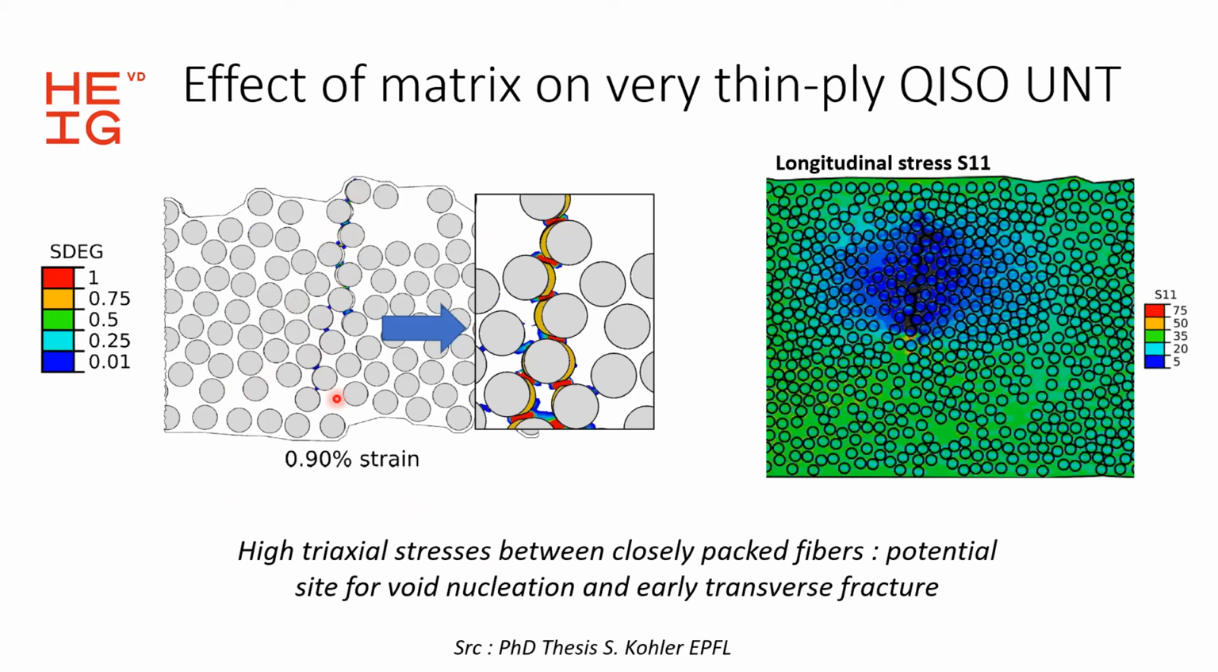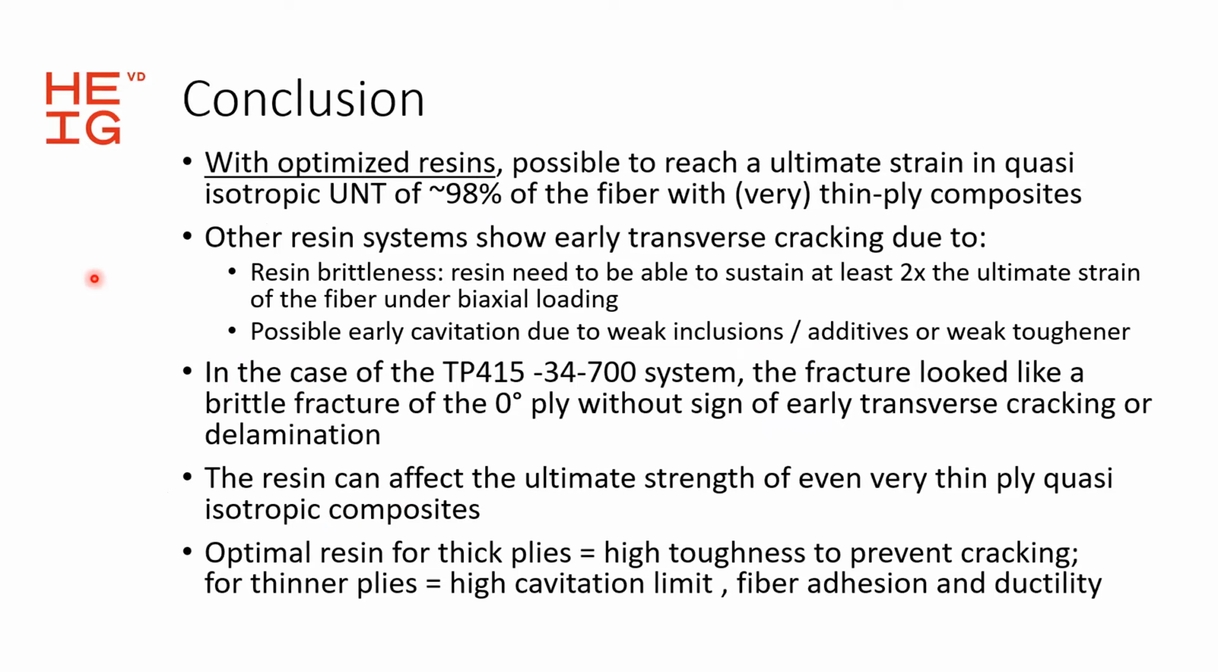But for sure, we cannot really rule out that the matrix is an important aspect, even in very thin ply composites. With optimized resins, we can reach the ultimate strain of the fibers. However, in other resins, we could have a much lower ultimate strain for the quasi-isotropic. And this leads to the observation that maybe there is an optimal resin for thick plies, which is a high toughness resin, and maybe another resin for very thin ply where we need a high cavitation limit. So that's all for me. Thank you for your attention.